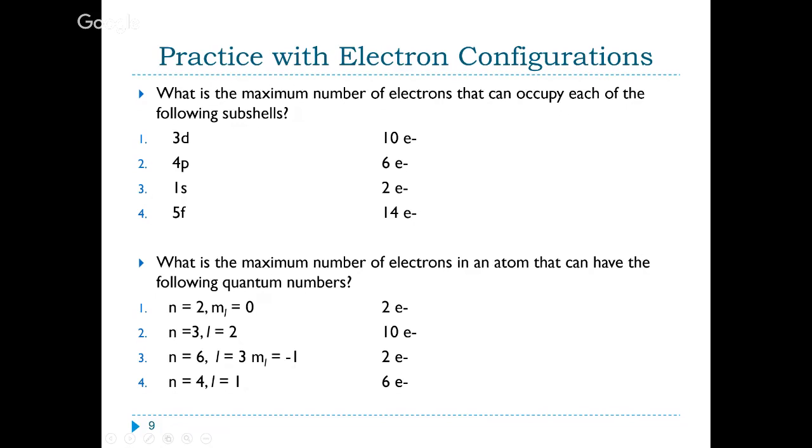N equals 4, L equals 1. So once again, at this energy level, L equals 1, which means I have a p subshell. In a p subshell, I know that I'm allowed a maximum of 6 electrons, because in a p subshell there are 3 individual orbitals, each holding 2 electrons.